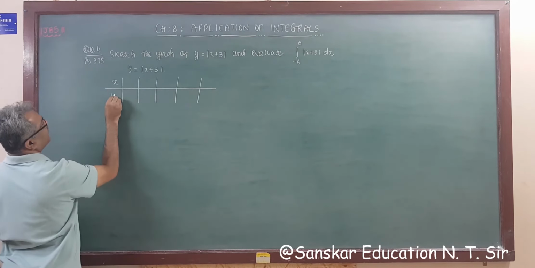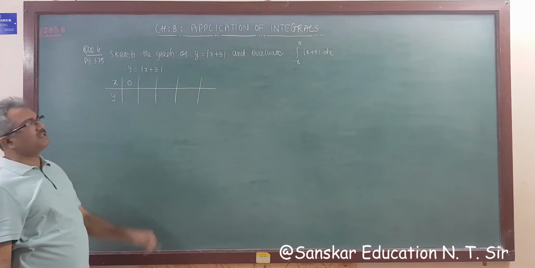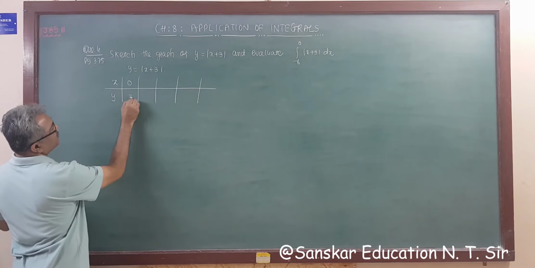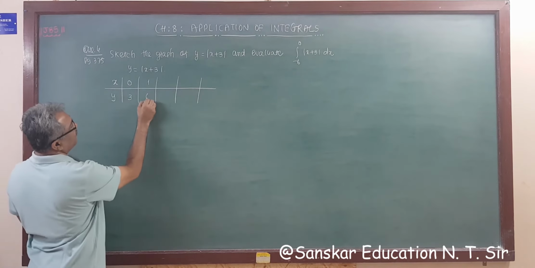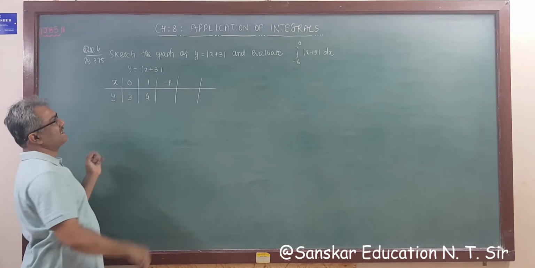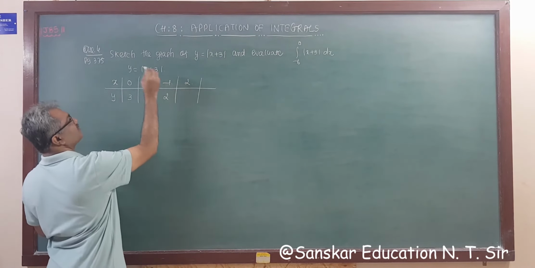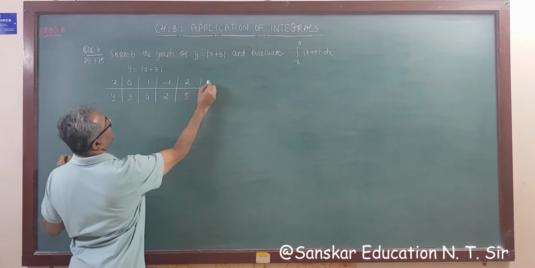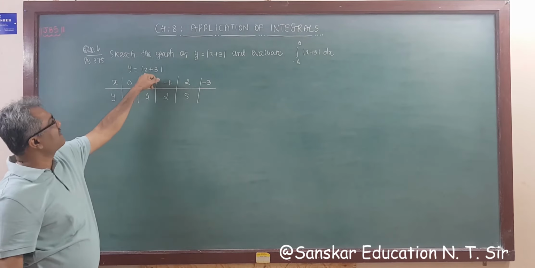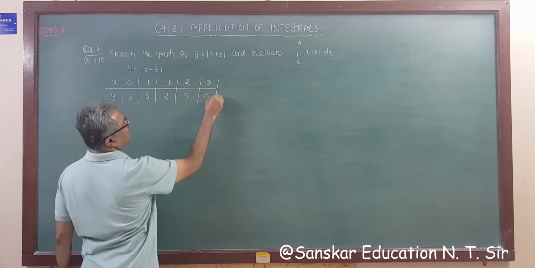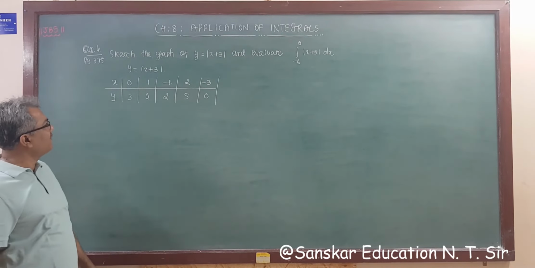So x and y. First of all, if we take x equal to 0, then y is equal to mod 3, so 3. If we take x equal to 1, then 3 plus 1 is 4. If we take minus 1, then 3 minus 1 is 2, so y is 2. If we take 2, then 3 plus 2 is 5. Suppose we take minus 3, then minus 3 plus 3 is 0, that is y is equal to 0. I think these values are enough to draw a graph, right?